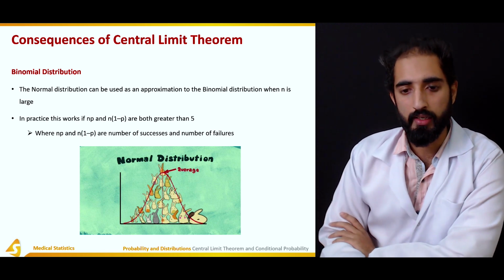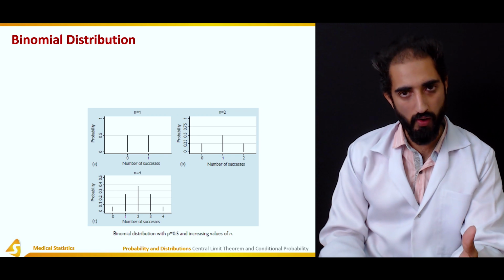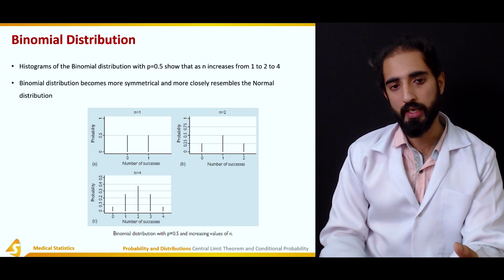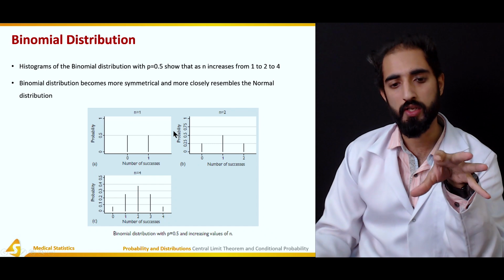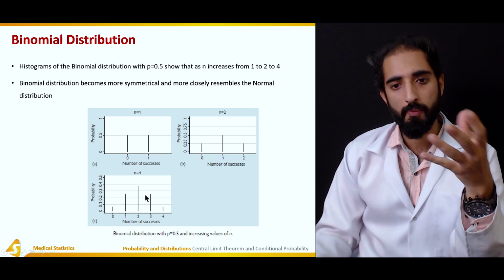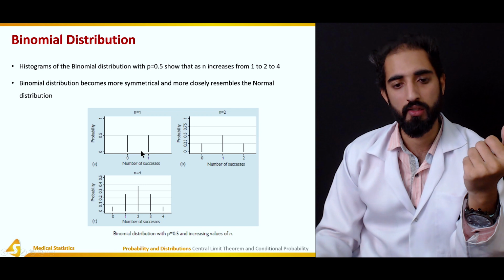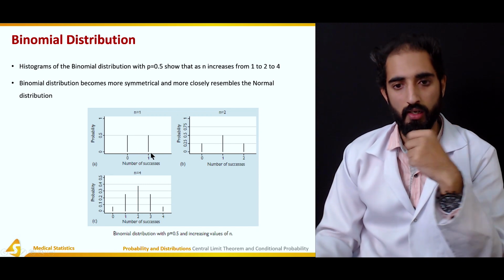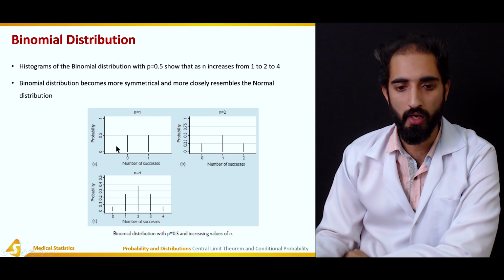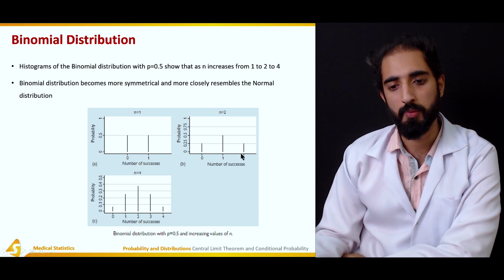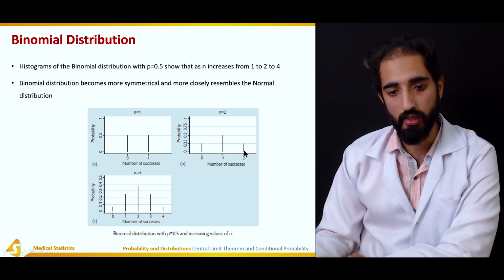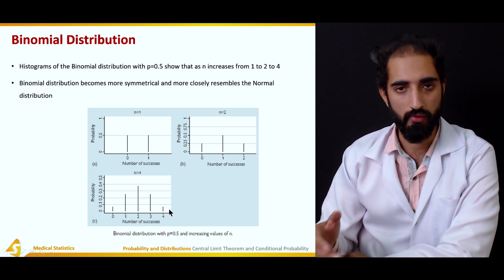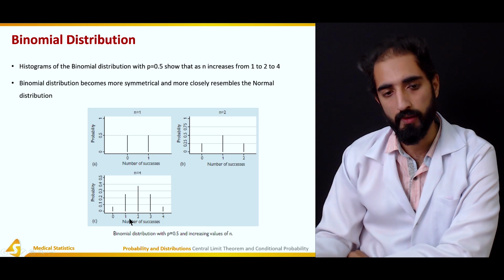So here let's take a look at the binomial distribution, and here we can see that we have 3 histograms. In the first, the possible outcomes are 0 and 1, which means we have 2 possible outcomes or numbers of successes. And similarly here we have n equal to 2, and here we have n equal to 4 and we have 4 different bars or lines.